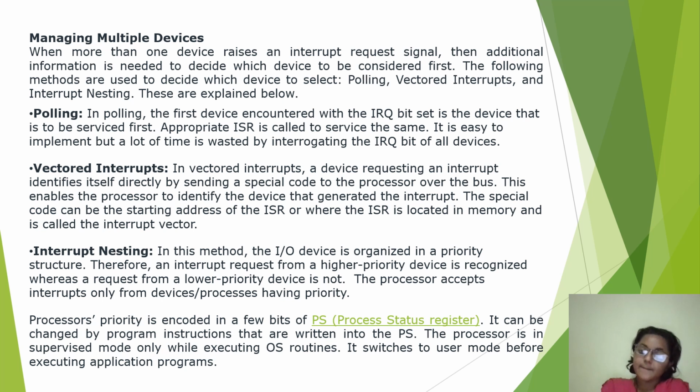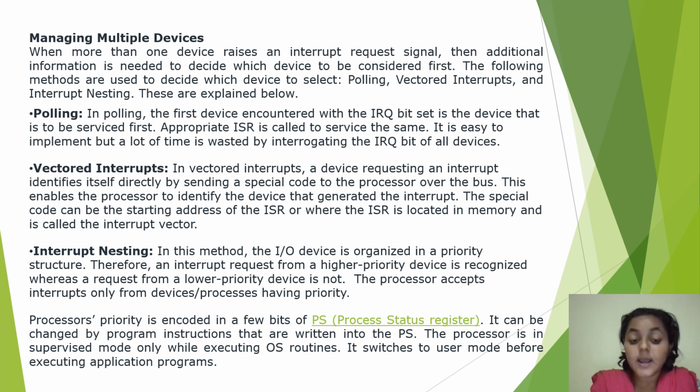processor over the bus. This enables the processor to identify the device that generated the interrupt. The special code can be the starting address of the ISR, or where the ISR is located in memory, and is called the interrupt vector.